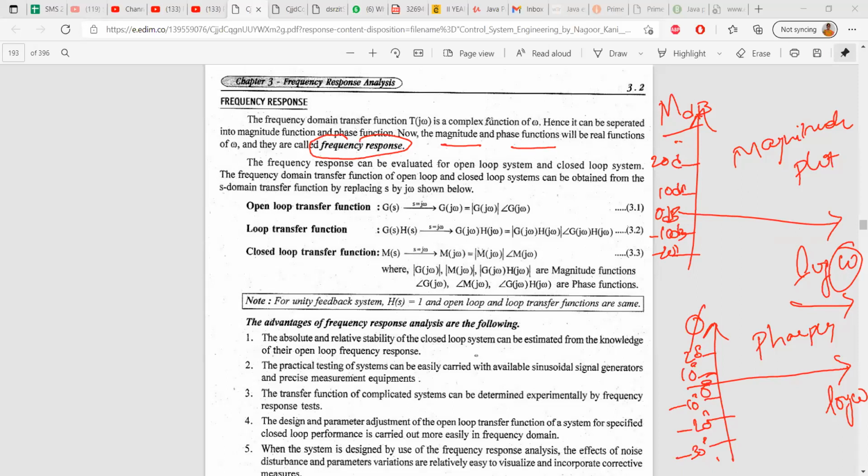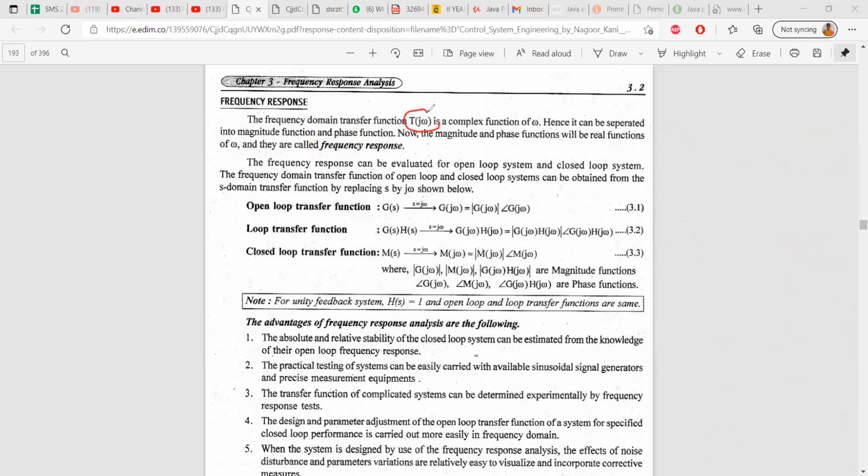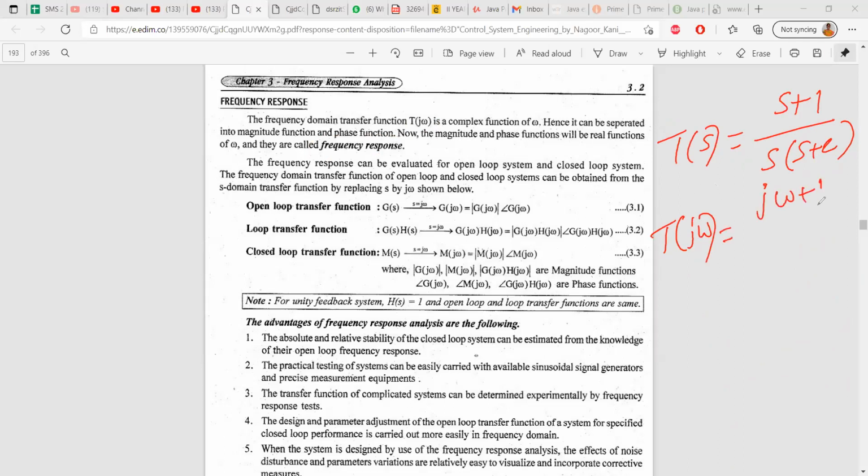Right. So for that, we have to convert the given transfer function into the frequency domain. Suppose we have a transfer function like s into s plus 2, we first have to convert the s domain into the frequency domain.